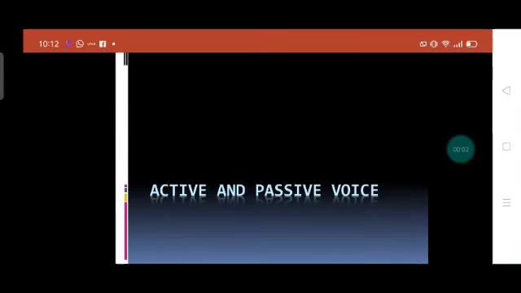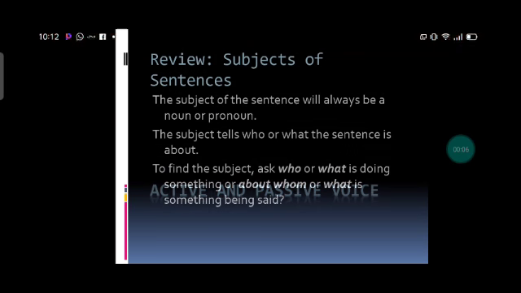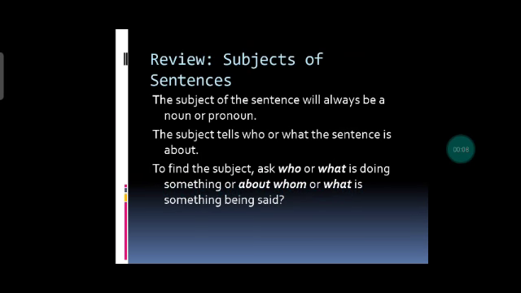Hello guys, today inshallah we are going to have active and passive voice. Before getting started, we have to review something about subjects of sentences.